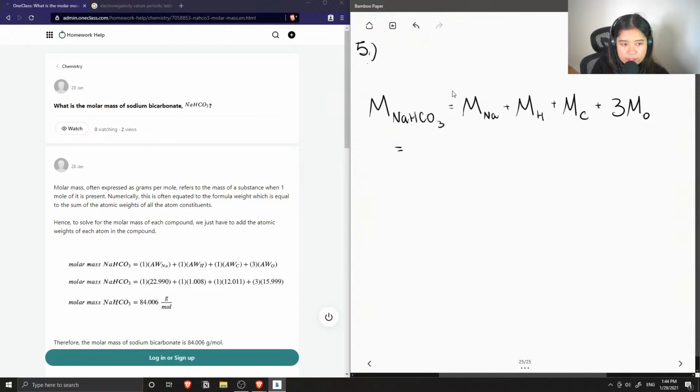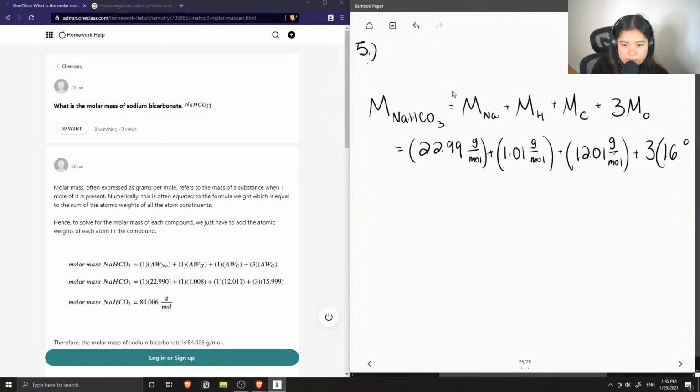Again, we use the periodic table to find these molar mass values. For sodium, it's 22.99 grams per mole. Hydrogen's is around 1.01 grams per mole. Carbon's is 12.01 grams per mole. And oxygen's is around 16. If we add these values together, we get a total molar mass of 84.01 grams per mole.